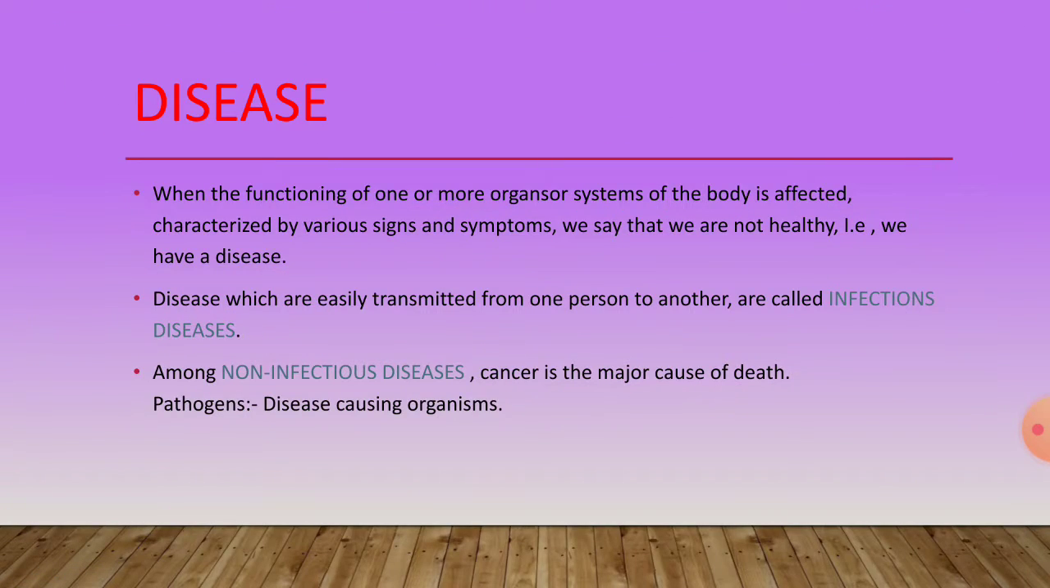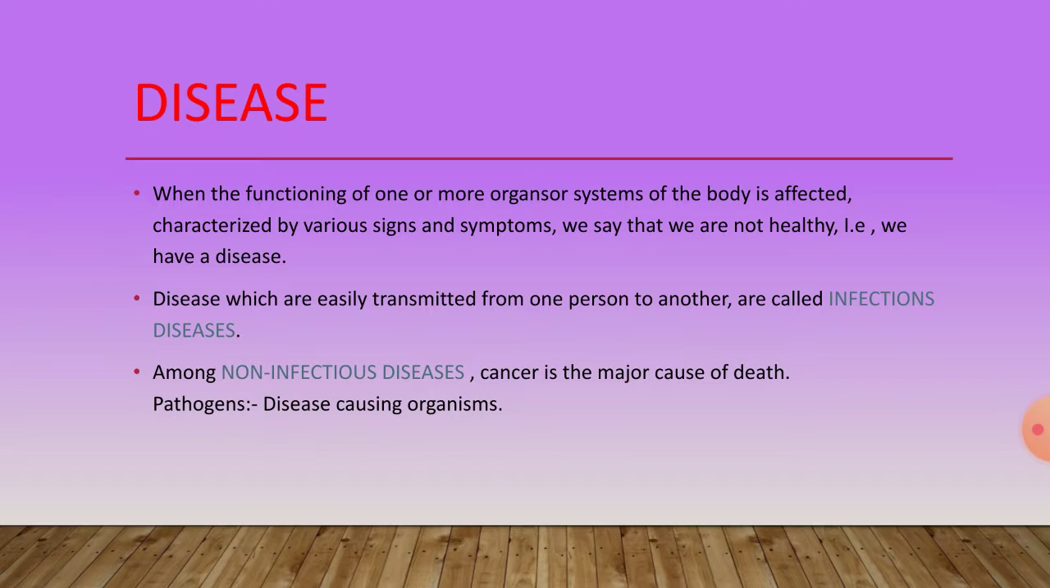Now, we will study the topic disease. So, what is disease? When the functioning of one or more organ systems of the body is affected, characterized by various signs and symptoms, we say that we are not healthy. That means we have a disease. Diseases are broadly classified into two categories: infectious disease and non-infectious disease. Diseases which are easily transmitted from one person to another are called infectious diseases, and non-infectious diseases are the diseases which are not easily transmitted from one person to another.